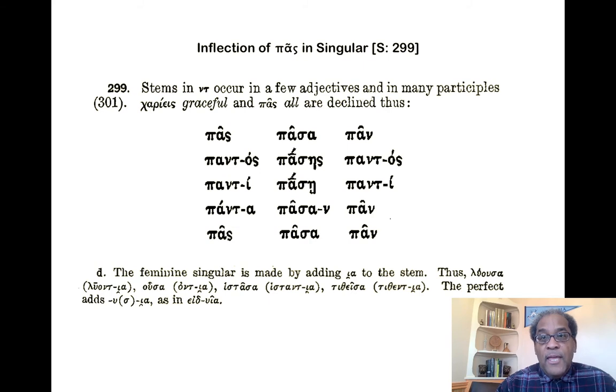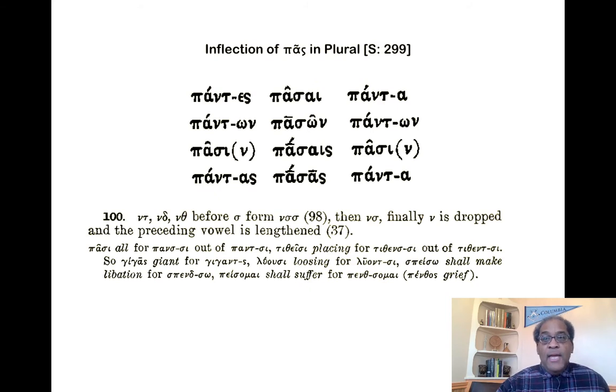And you'll notice that the feminine singular and plural have the endings of the first declension that you've already learned: α, ης, ῃ, αν, α. So the feminine is declined according to the first declension, whereas the masculine and neuter are good old third declension. And so the plural of πᾶς would be exactly as you would expect: πάντες, πάντων, πᾶσι, πάντας. πάντα, πάντων, πᾶσι, πάντα.